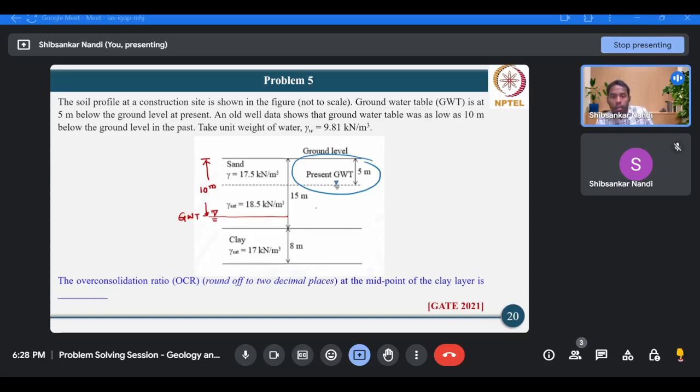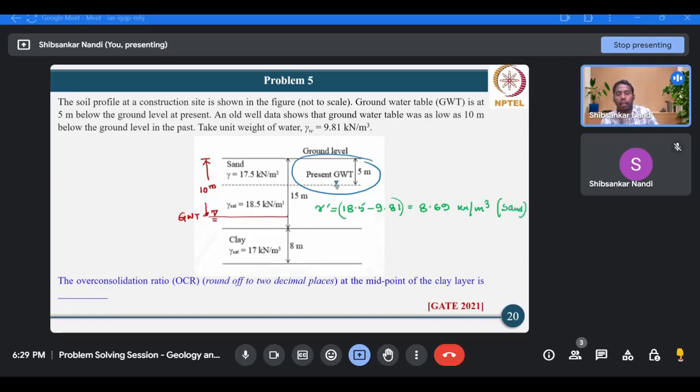Therefore, the submerged unit weight gamma prime would be 18.5 minus 9.81. In the earlier problems, we considered the unit weight of water as 10 kilonewton per meter cube, since it was not mentioned explicitly. However, in this problem, it's clearly mentioned as 9.81, so we need to consider this value. So 18.5 minus 9.81 is 8.69 kilonewton per meter cube. Okay, so this is for sand.